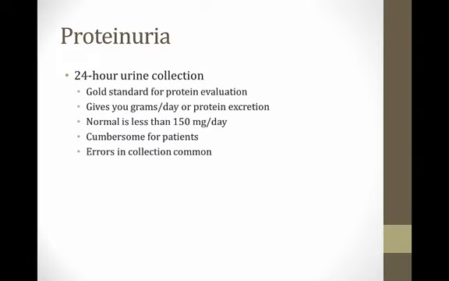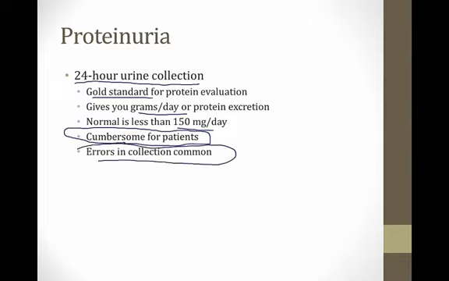And then the ultimate way to measure protein in the urine is to do a 24-hour urine collection. You ask the patient to carry around a bucket and to urinate in it each time they go. This is the gold standard for evaluating protein excretion by the kidneys. It gives you an actual number of grams per day of protein excretion, and normal is less than 150. The problem is it's very cumbersome for patients because they have to carry this bucket around and keep it in the refrigerator when they're not going to the bathroom. And often patients forget and miss a void, and therefore you get an error in the collection.